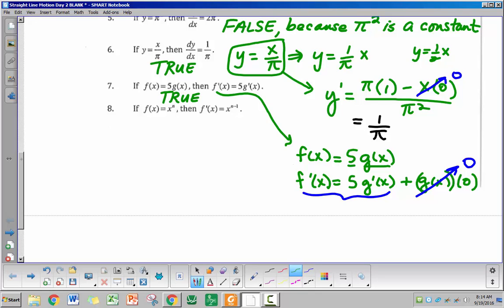If f of x equals x to the n, then f prime of x equals x to the n minus 1. False. Yeah, I'm so glad you all said that with the ringing endorsement. Why? Because what is true? F of x equals x to the n. Go ahead. Tricia? Was it you I was hearing? Or Kate? Or Natalie? Or Maggie? It's n x to the n minus 1.